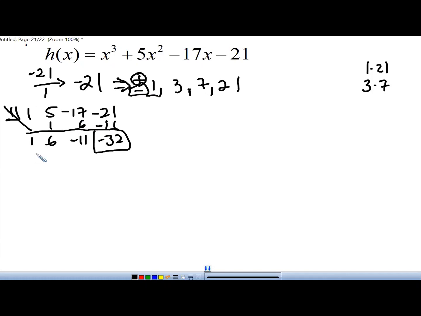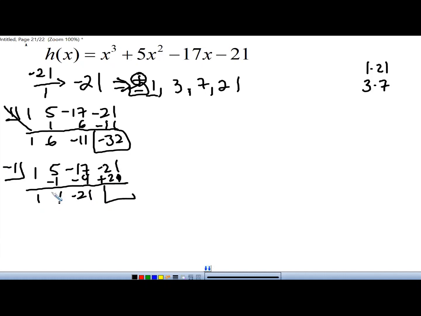Next one is negative 1. Negative 1, same coefficients: 1, 5, negative 17, negative 21. Synthetic division, bring down the 1. Negative 1 times 1, that's negative 1. Combine, that's 4. Negative 1 times 4, that's negative 4. Combine, that's negative 21. Negative 1 times negative 21 is positive 21. So negative 21 plus positive 21, that is 0. So that means this is our 0. How do we write that with our variable now? x plus 1. What's left over? x squared plus 4x minus 21.